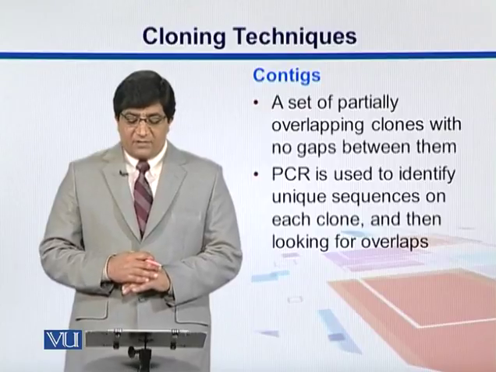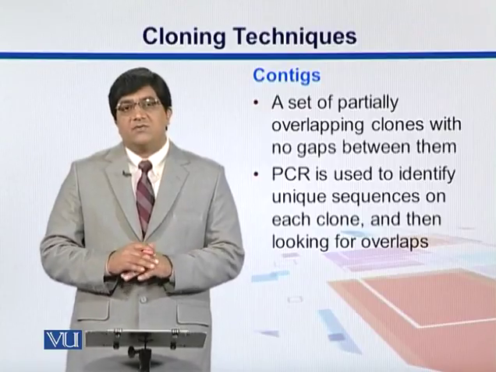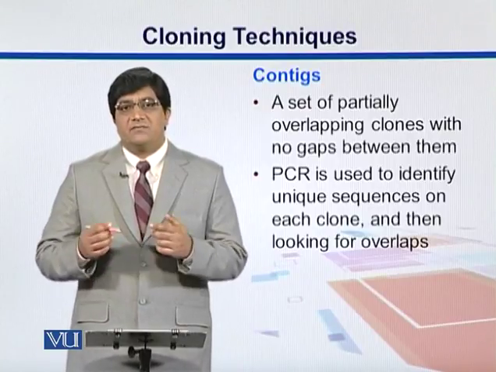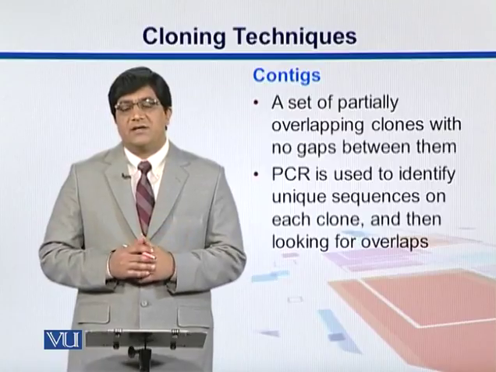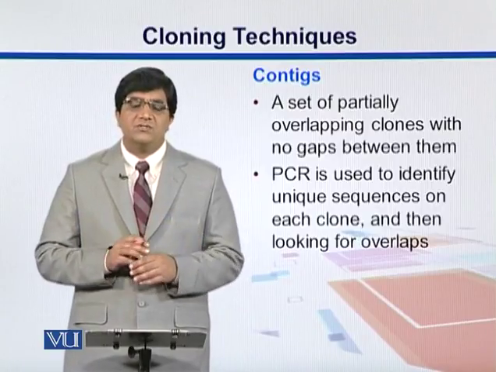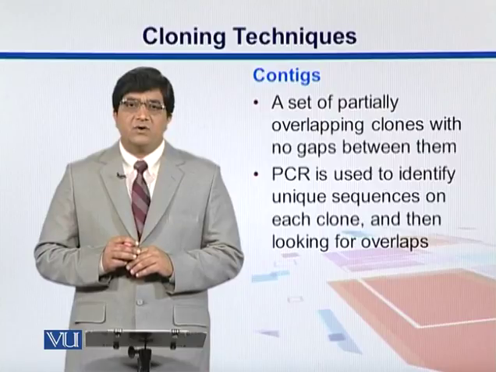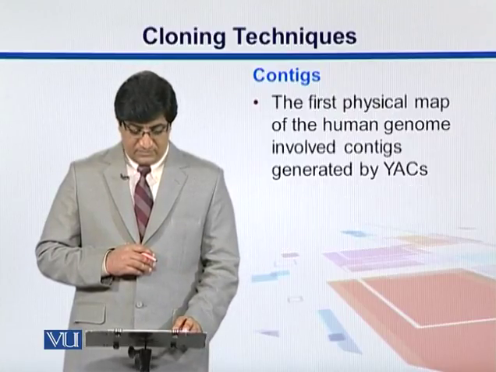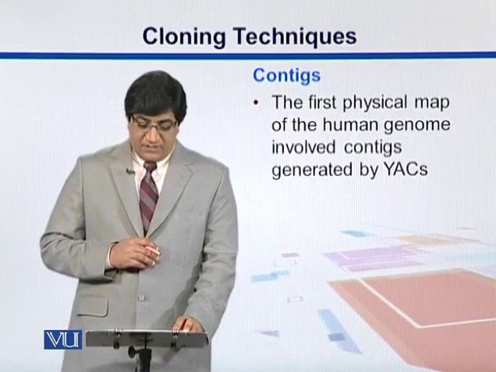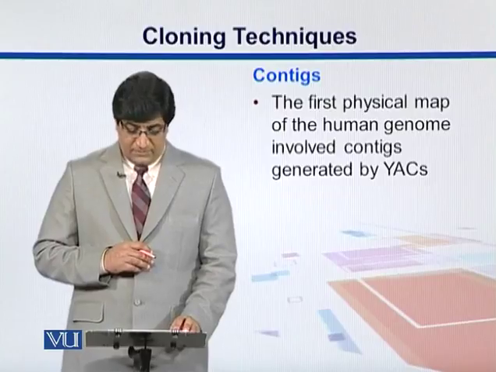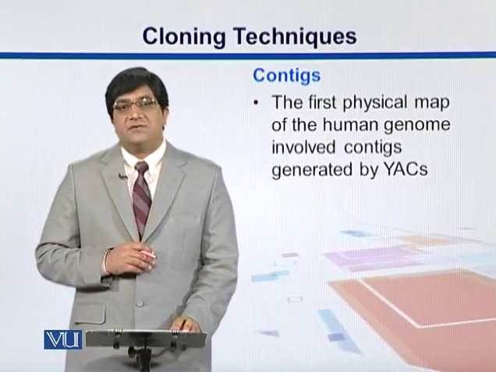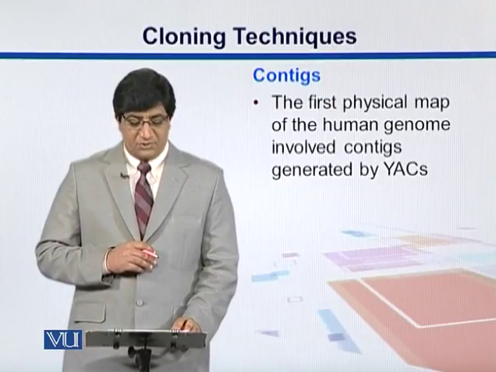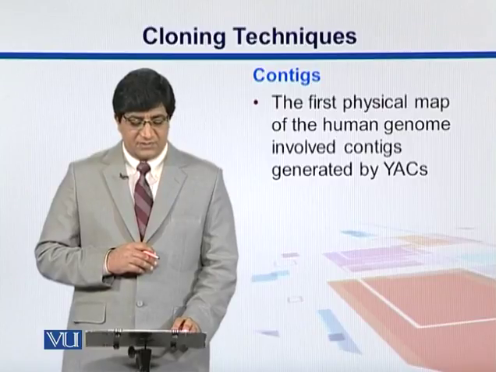If we have a set of clones which overlap on one another, we can have a set of partially overlapping clones. We can call them contigs. The first physical map of the human genome involved contigs which were generated by YACs. We'll talk about the Human Genome Project, so we will see these things again over there.